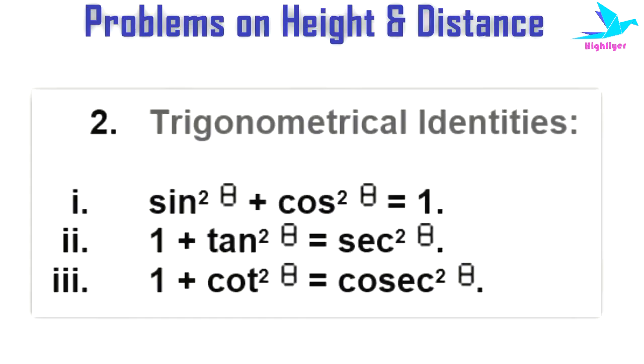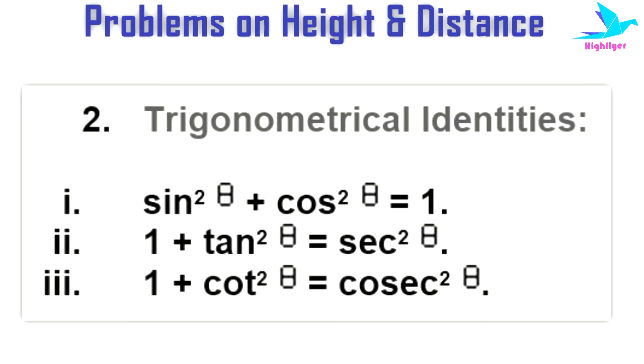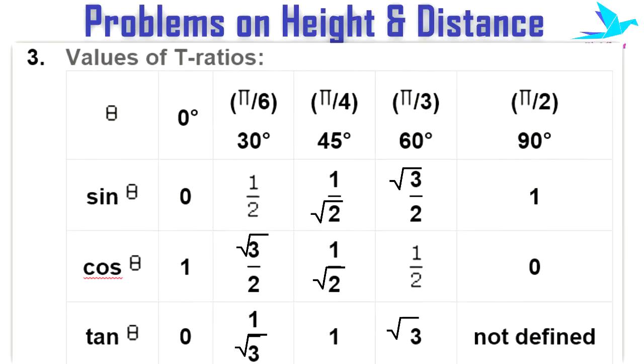Now let's understand some important trigonometrical identities. Sin square theta plus cos square theta equals 1. 1 plus tan square theta equals sec square theta. 1 plus cot square theta equals cosec square theta. Now let's see this table.